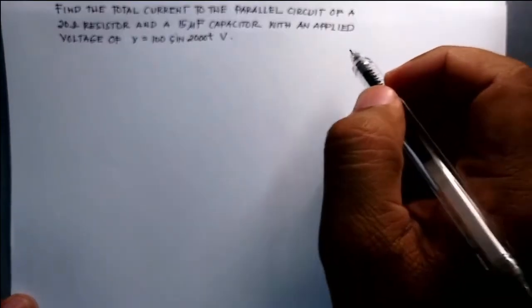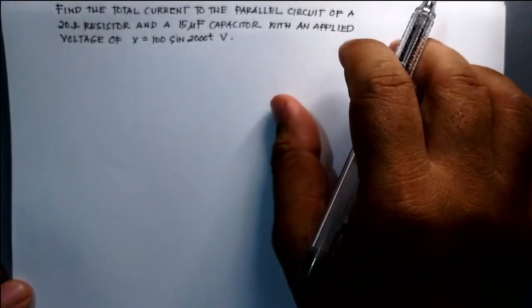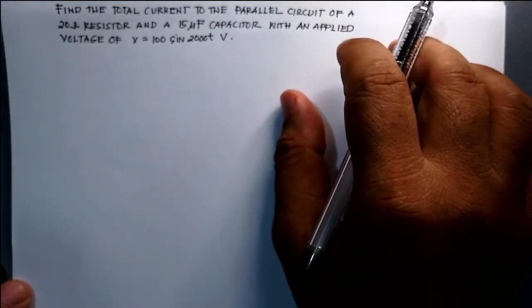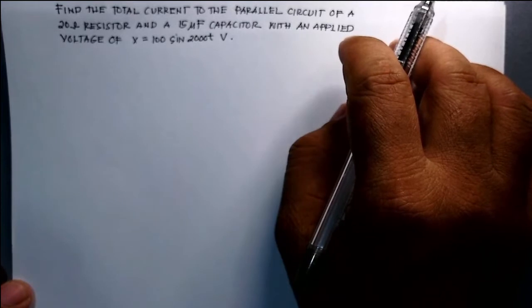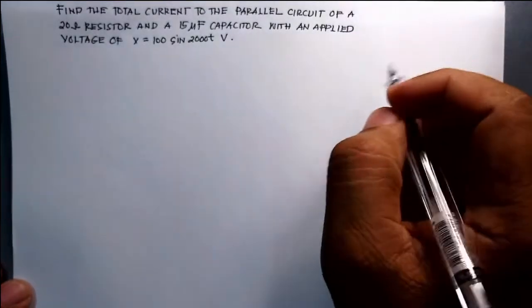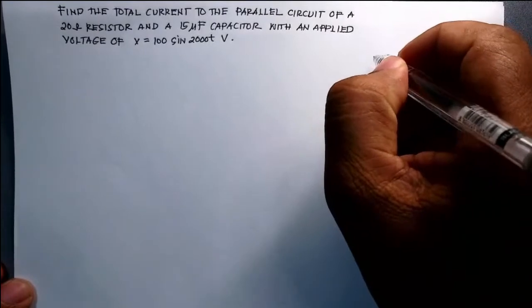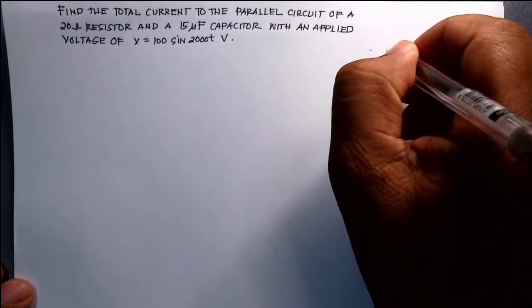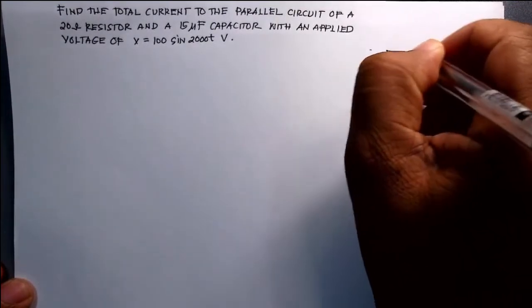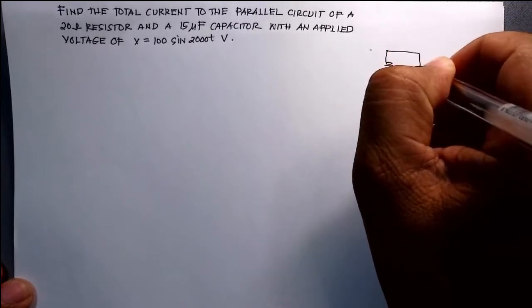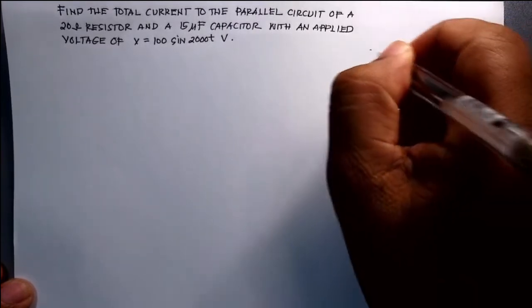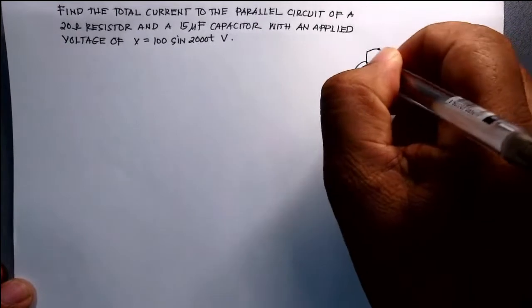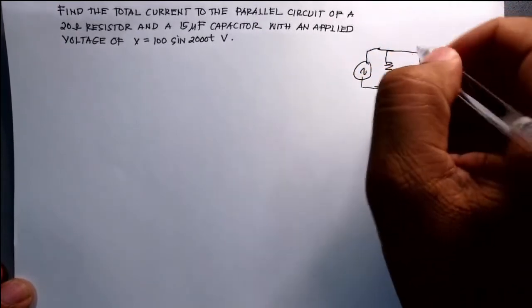It says here, find the total current to the parallel circuit of a 20 ohm resistor and a 15 microfarad capacitor with an applied voltage of v equals 100 sine 2000t volts. So in our drawing, the resistor and capacitor here are in parallel. Okay, so this is also the supply.